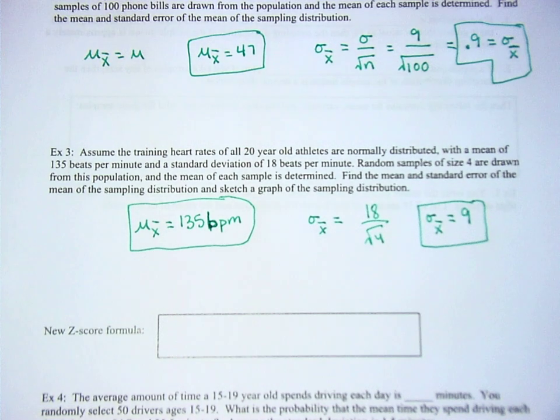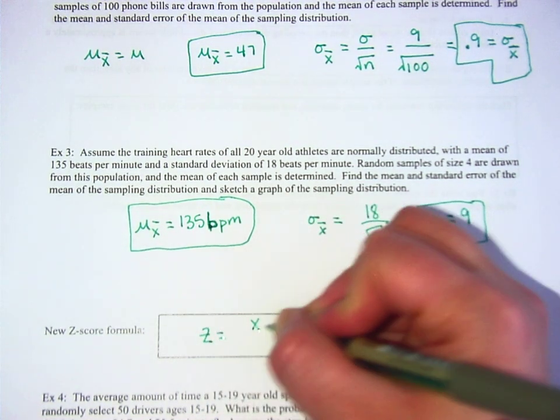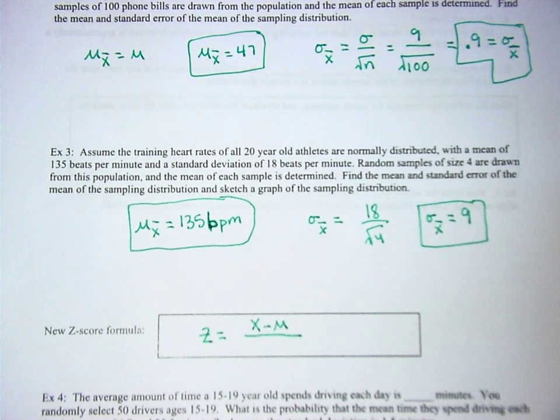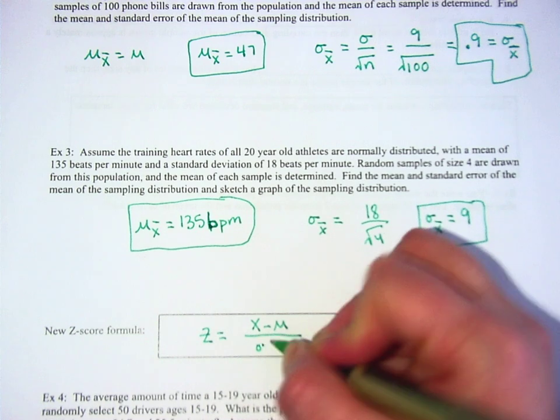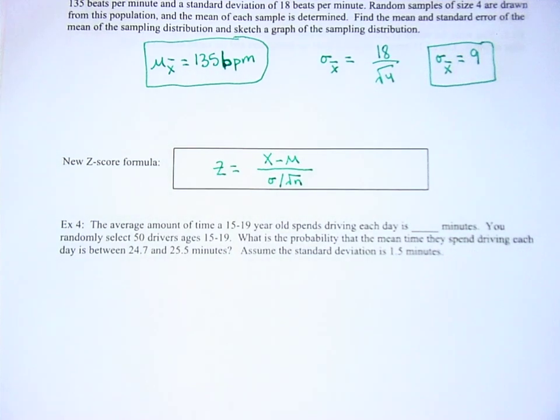Now the old z-score formula was z equals x minus mu over sigma, but instead this one is going to be z equals x minus mu, which stays the same because mu is still mu, but instead of sigma, on the bottom is going to be sigma divided by the square root of n, because it's just putting that formula for standard error in the bottom.